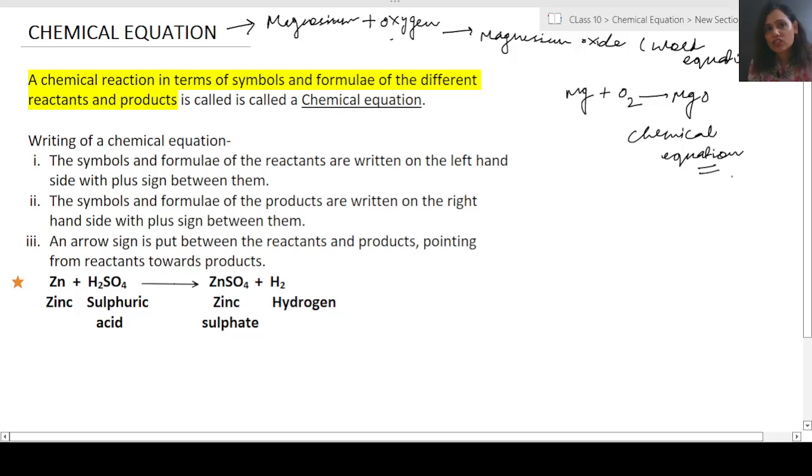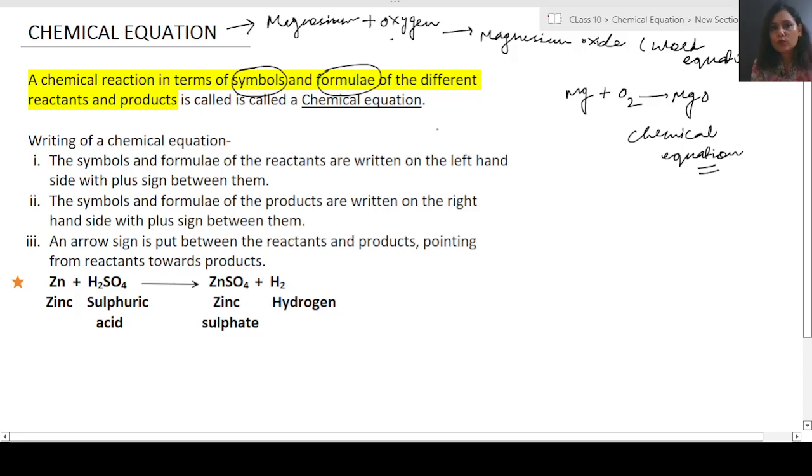Now in today's session we will try to understand more about a chemical reaction, what balanced chemical equations are, and how we can balance them. So let's start. This is again the same chemical equation definition I have mentioned here: a chemical reaction in terms of symbols and formulae of the different reactants and products is called a chemical equation.